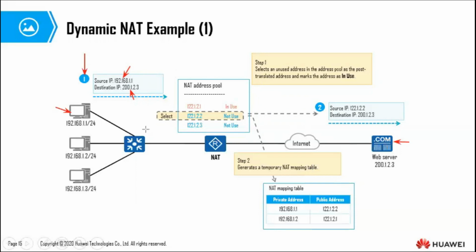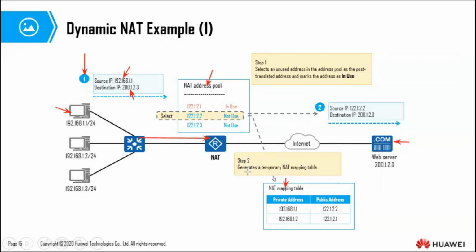So when that packet gets to the egress device, the egress device is going to look at its NAT address pool. So it's going to look at the first one. Oh no, this one is in use, so I'm not going to issue it out. Then look at the second one. The second one is not in use. Oh, so then let me select this one. Now, in selecting that one, it updates its NAT mapping table.